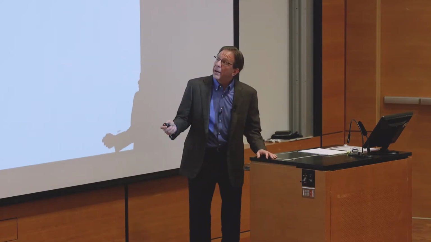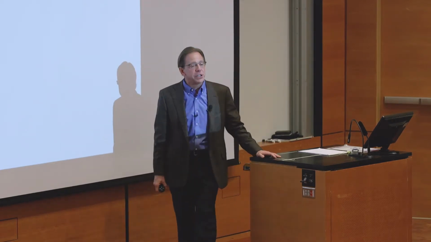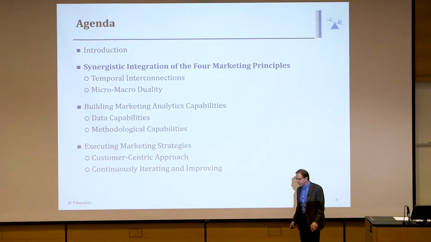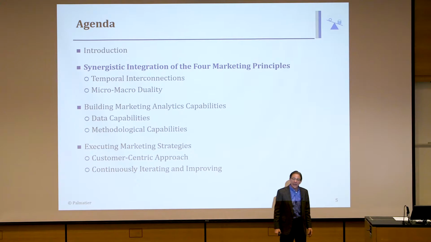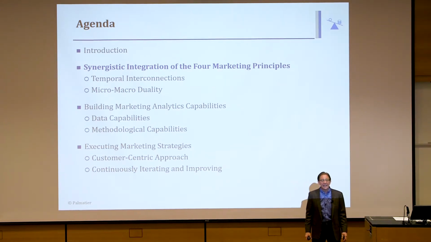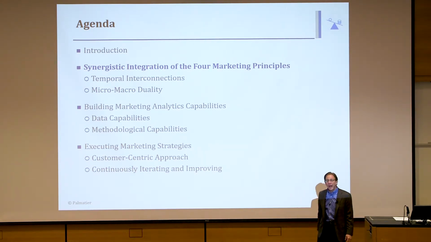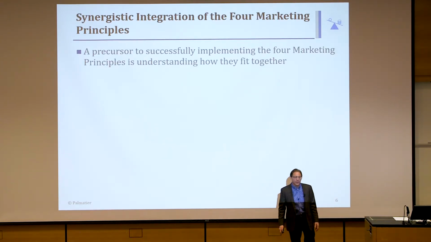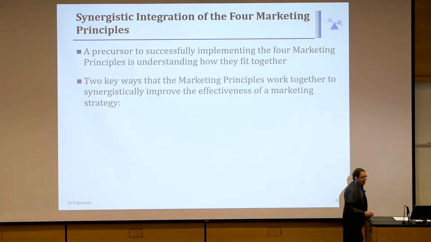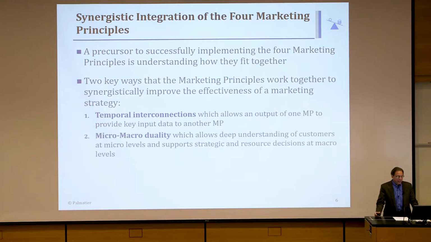Okay, the next thing I wanted to speak of is 2 types of synergies, or 2 characteristics of this framework that I think are important. One is the idea of temporal interconnectivity or interconnections, and the next is this micro-macro duality. I'm going to go through each one. So a precursor to successfully implementing the strategy is understanding how they work together. With temporal interconnections, the output of one market principle feeds to the next, as well as the idea of how you're wrestling with this duality.